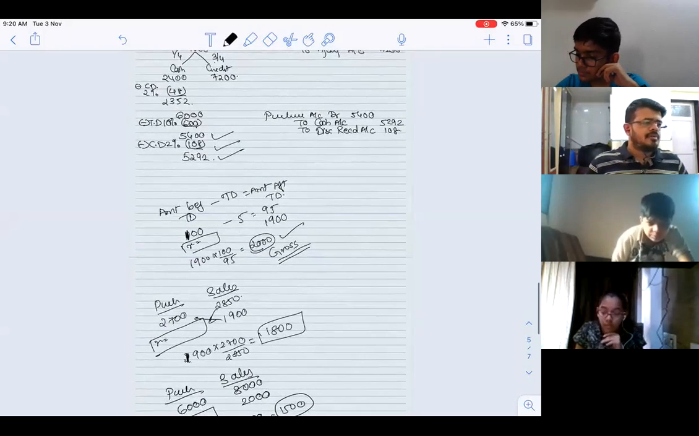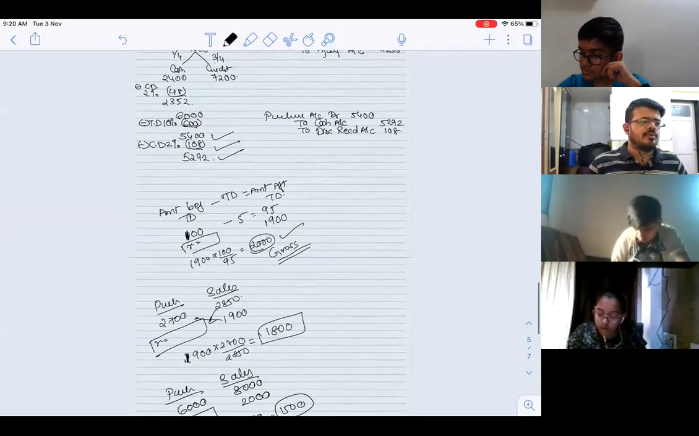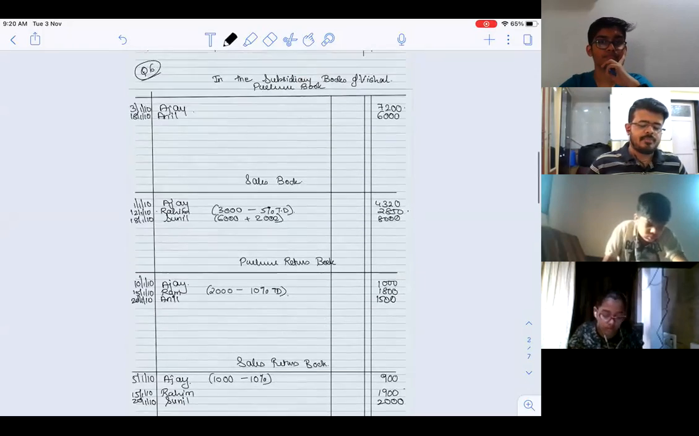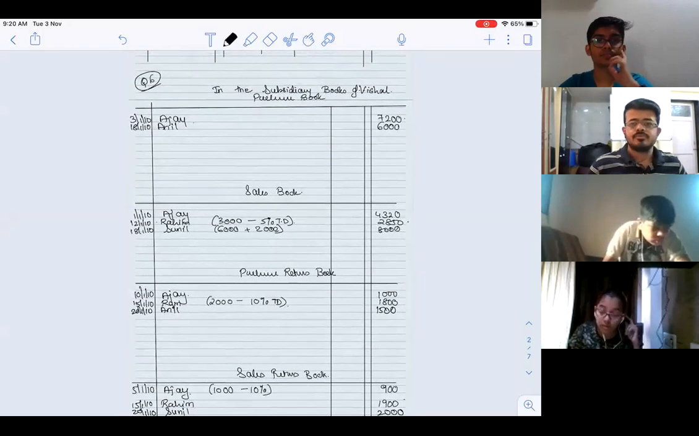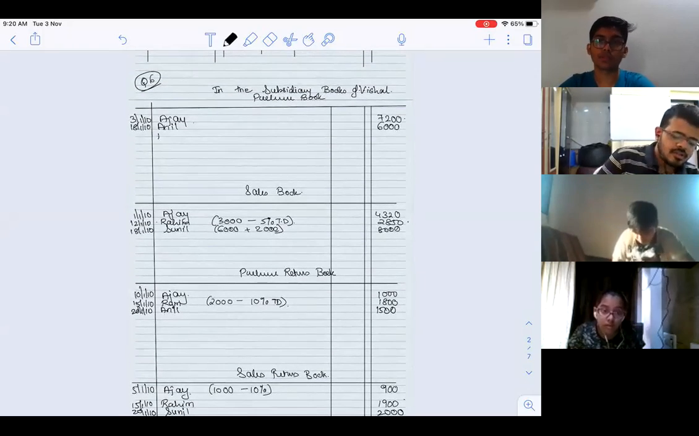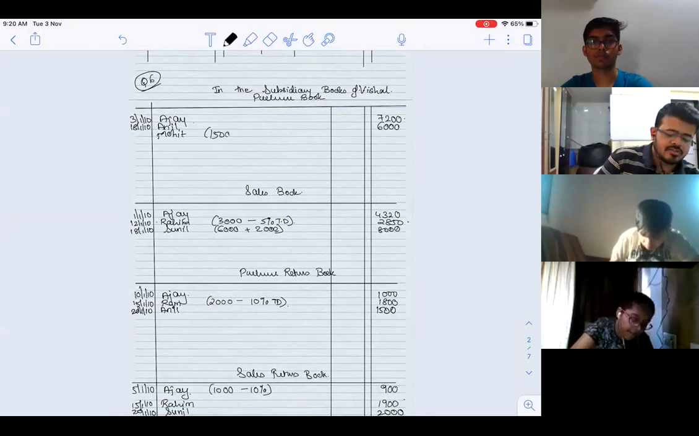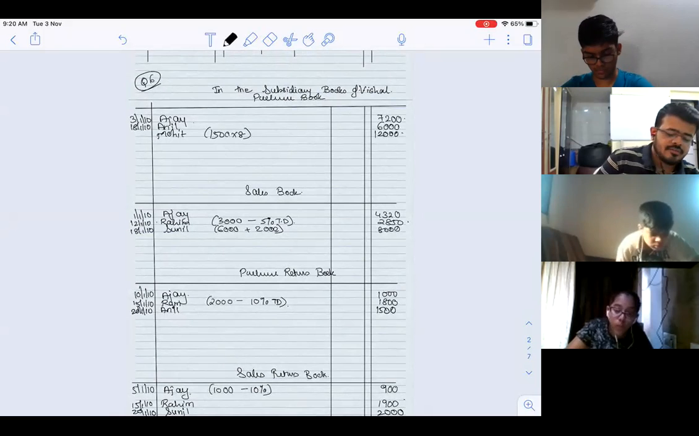Next one: purchase 8 packets of goods for 1,500 each from Mohit. First, 8 packets were bought from Mohit. Which book? Purchase book, 1,500 each. 8 packets of 1,500 each, so I think that makes it 12,000. 1,500 multiplied by 8. Agree?